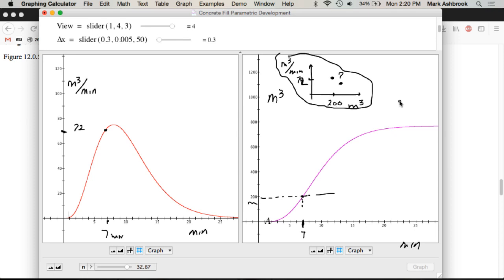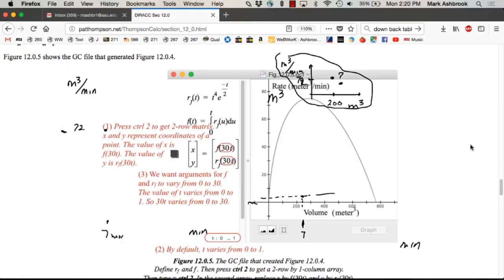Okay, so rather than think about, given a meters cubed, what's the meters cubed per minute? Let's instead start with numbers of minutes. So given a number of minutes, I can easily find both the rate and the volume accumulated, and that will be a correspondence point on our new graph. So let's watch this in action here.